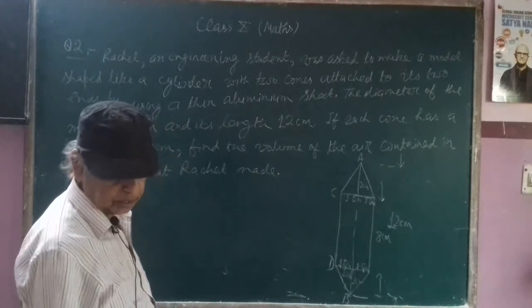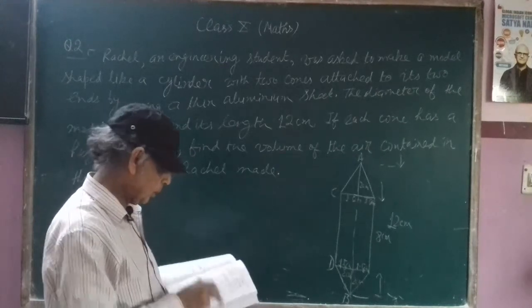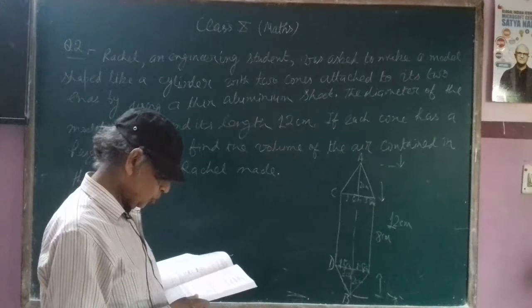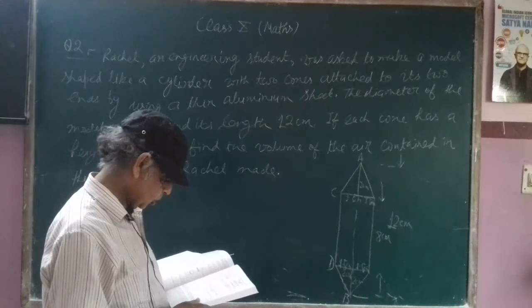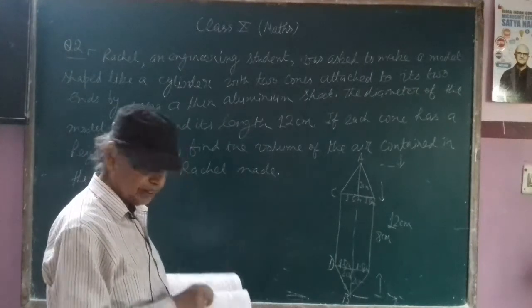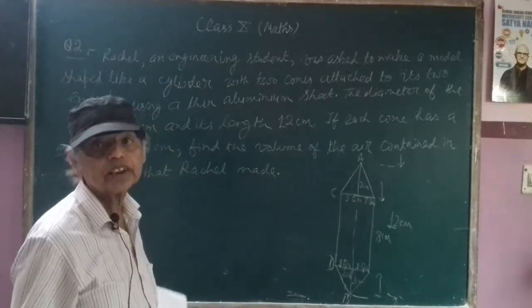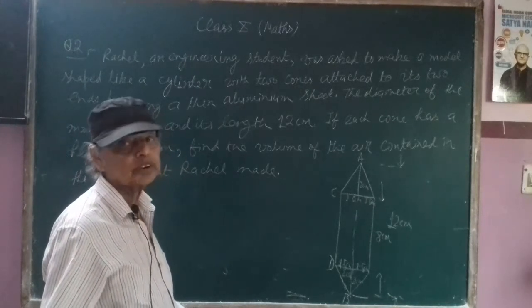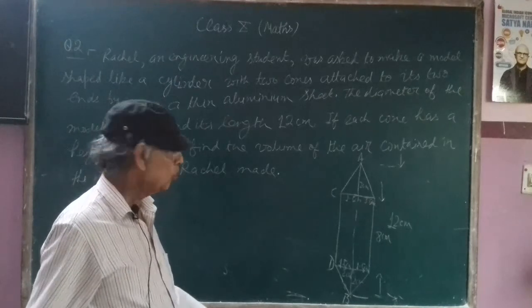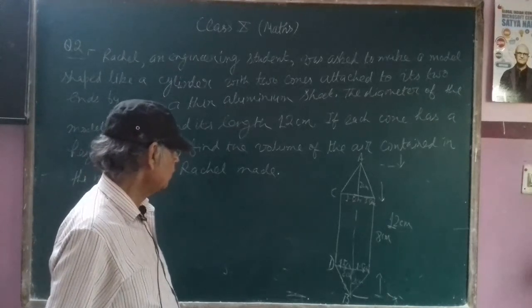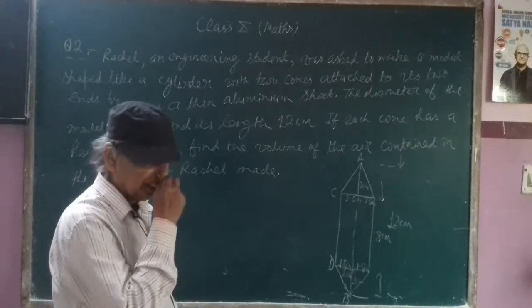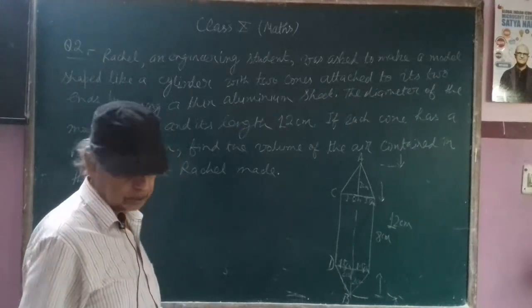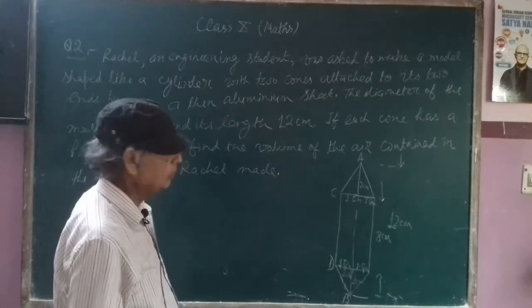There is something written in the brackets also. I am reading it out: assume the outer and inner dimensions of the model to be nearly the same. That means the thickness of the aluminum sheet is very small, almost negligible. You can ignore it and take the whole volume. It is the same.